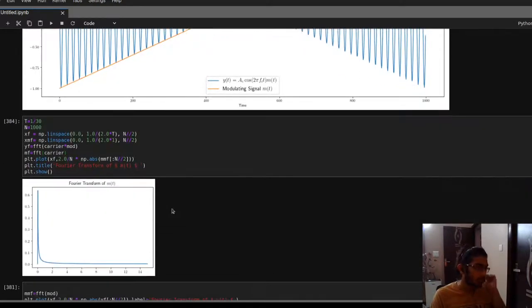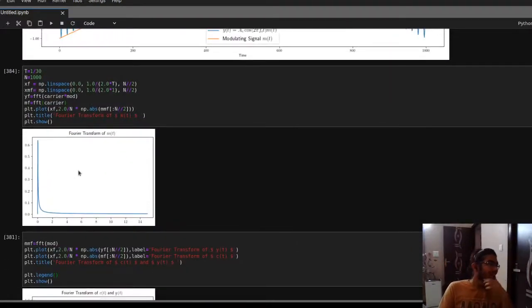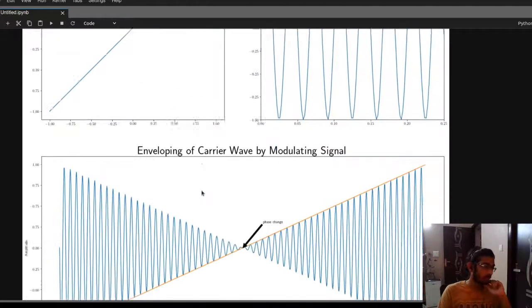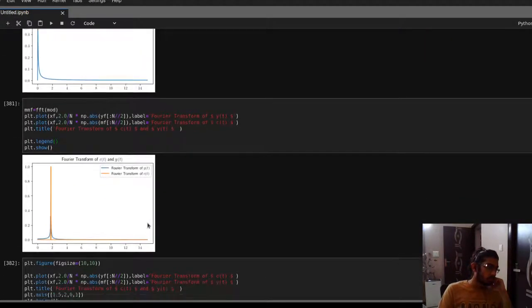Okay, let's look at the Fourier transform representation of this. The Fourier transform of the modulating signal looks something like this, because this is a finite signal and not an infinite signal. The orange one is the Fourier transform of the carrier wave. This is basically an impulse because it is a sine wave. And y of t is the output, and this is how the Fourier transform of the output looks.